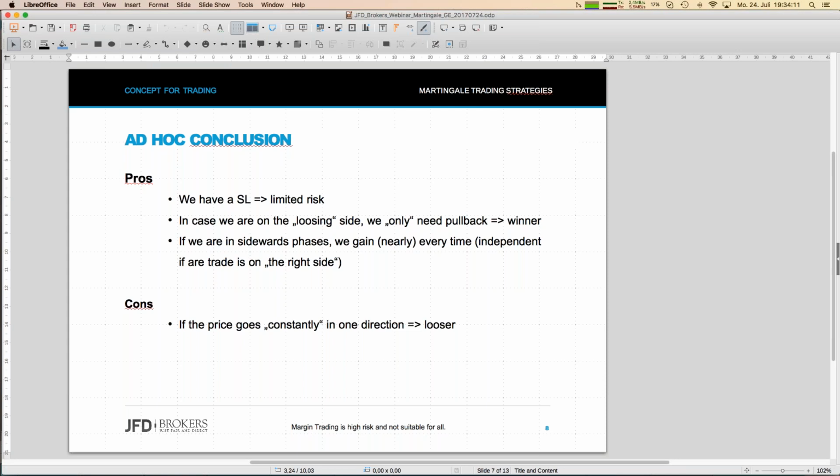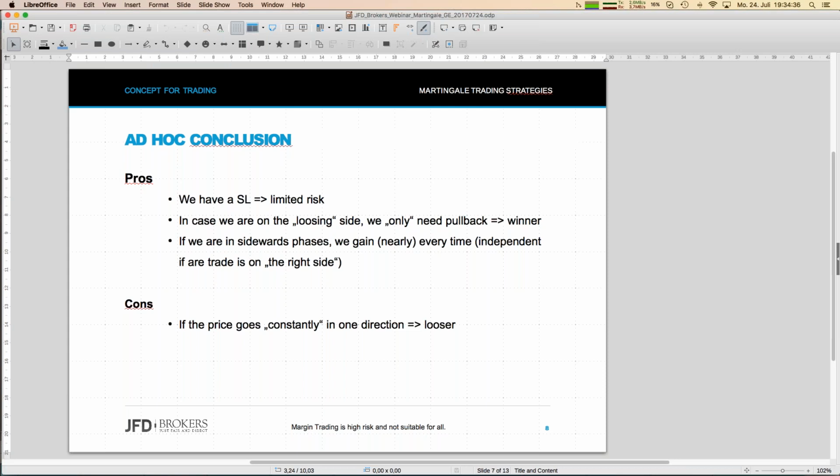So we have some pros, and still we have a con here. The pro is that, since we look from a trading perspective, we have a stop loss. We have a limited risk. That's always good. And within one group trade, we can only lose a certain amount of money. Good. That is well done.